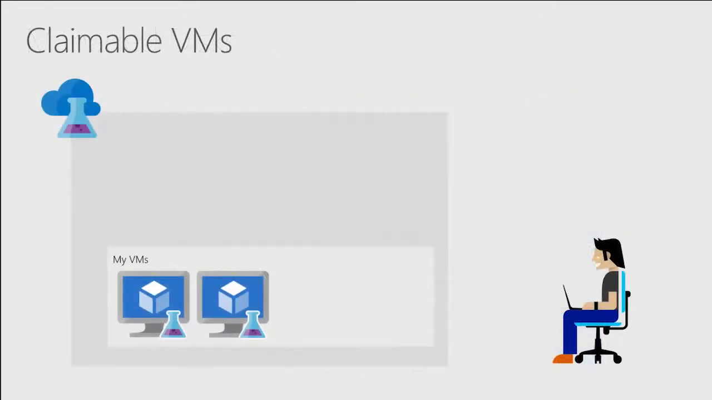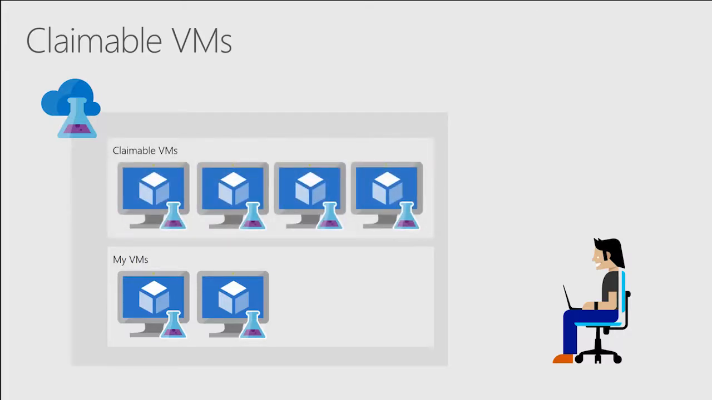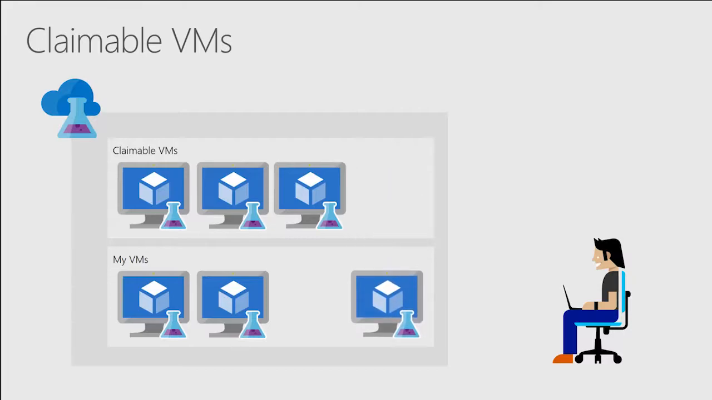Another key experience we've enabled in DevTest Labs is claimable VMs. With this, lab admins can prepare VMs and put them in a shared VM pool. Lab users can then pick a VM from the pool to use without spending any time creating it from scratch. This is very helpful for a couple of different scenarios.